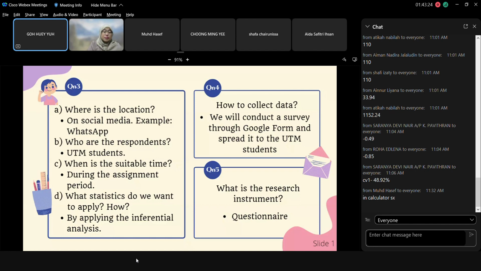For the respondents, they will be UTM students. For the suitable time, it will be during the assignment period. For the statistic, we will apply inferential analysis. Then for question 4, we will collect the data through Google Form and spread it to the UTM students as a survey. Our research instrument will be the questionnaire.